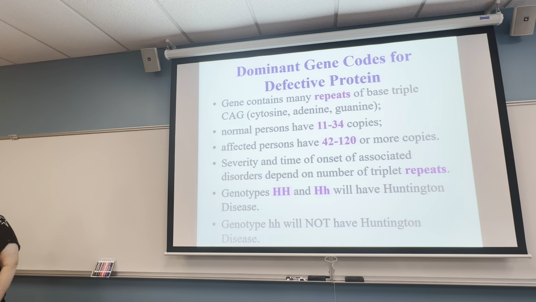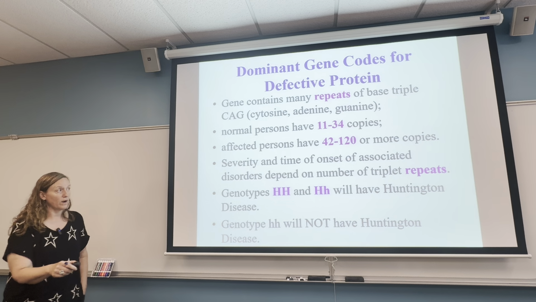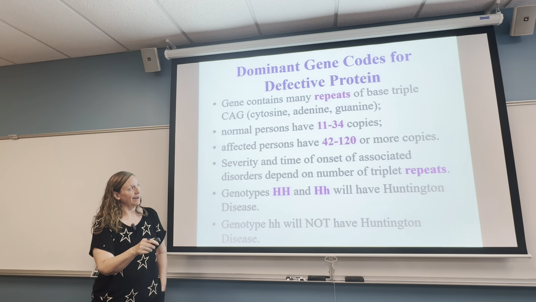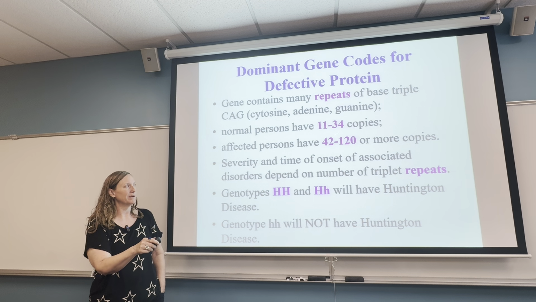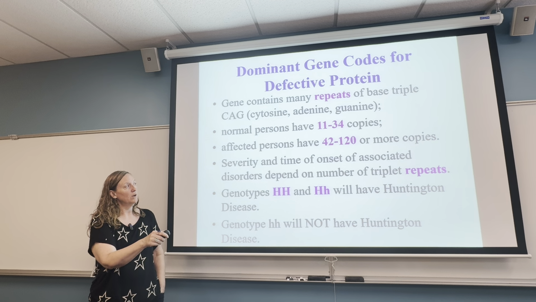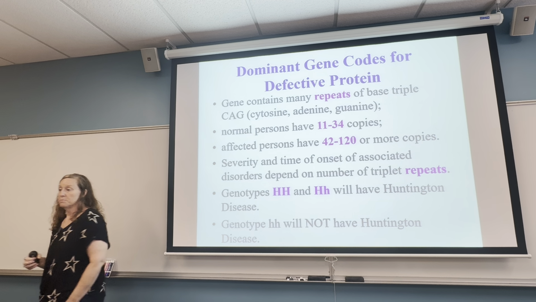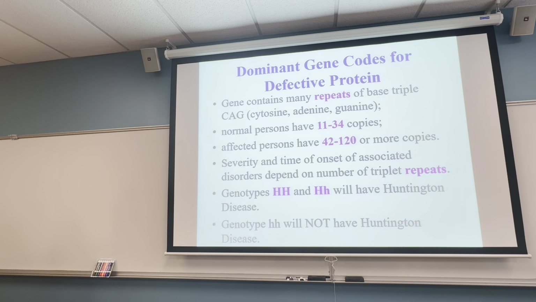Depending on, like I said before, the number of repeats that you have. So you can see there's quite a range here. The high end of not having the disorder is 34 repeats, and you have a little bit of cushion in between. And affected people, let's say somebody who has only 42 of those base repeats, they may not start to show symptoms until they're in their 80s, let's say.